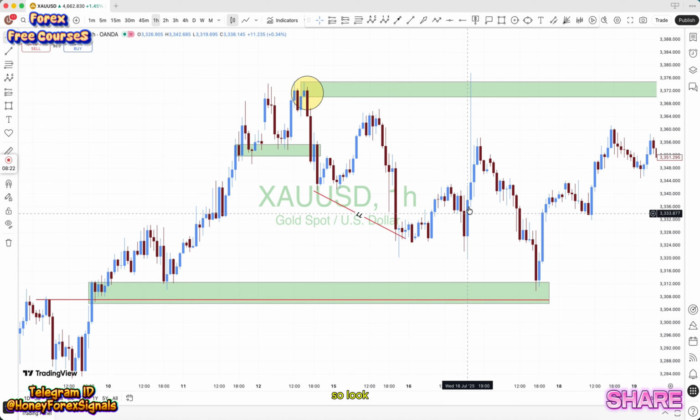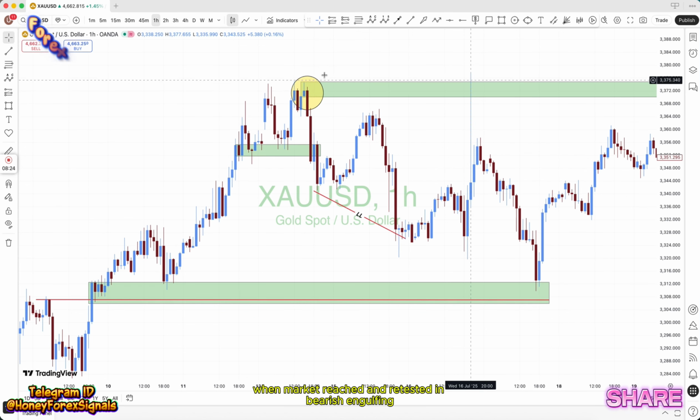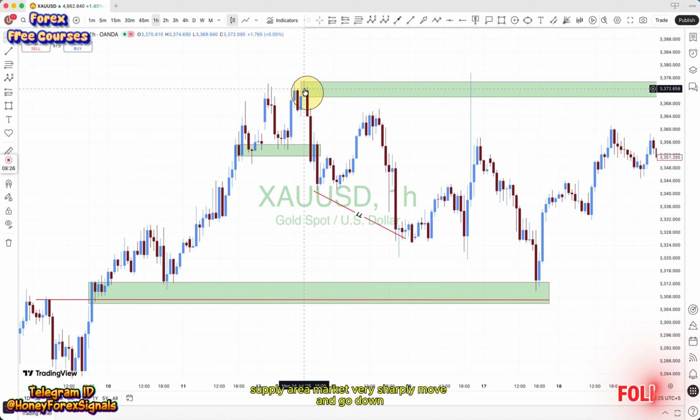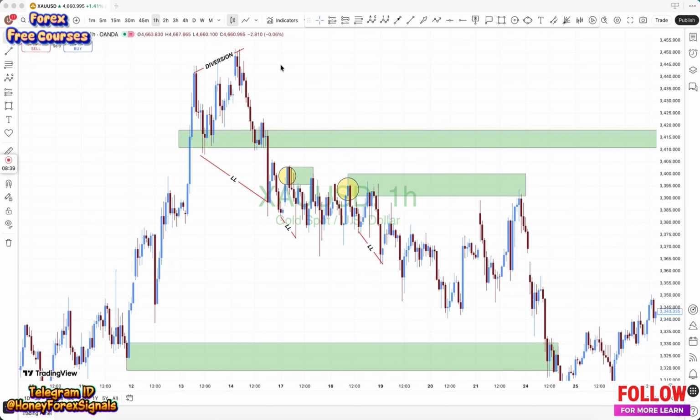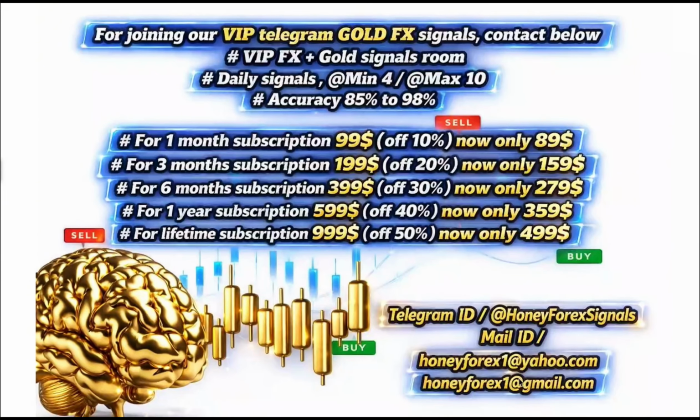So look. When the market reached and retested the bearish engulfing supply area, the market moved very sharply and went down and hit the target first. SND and our area. Look at this area of the gold chart, divergence.